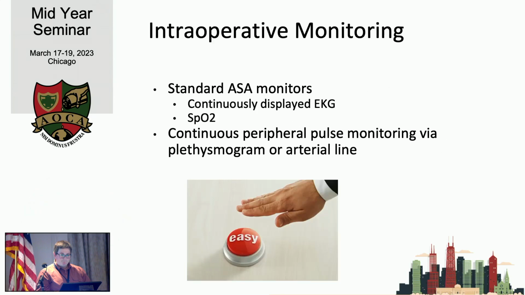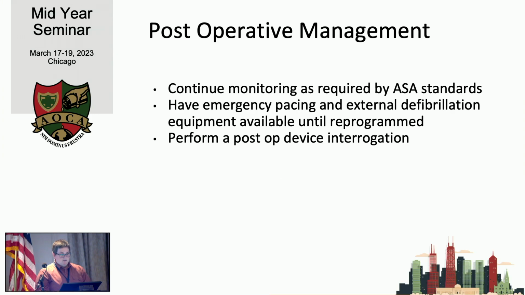And then as far as intra-op monitoring, this one's pretty easy for us. So we're going to use all of our standard ASA monitors. We're going to use continuous EKG and pulse ox. And then again, we're going to use some way of continuously monitoring the pulse, either by pulse ox or arterial line. And I would say I have a low threshold to place an arterial line in patients who are having an emergency surgery where you don't know how dependent they are on their device. Just gives you a little bit of a closer monitor for what their blood pressure is doing.